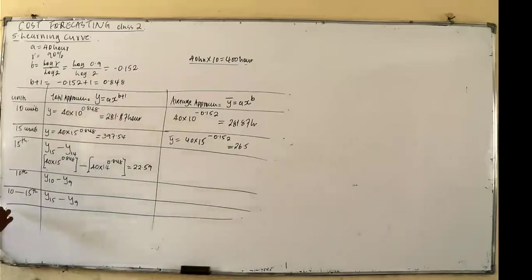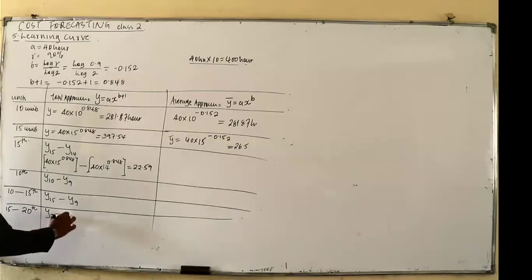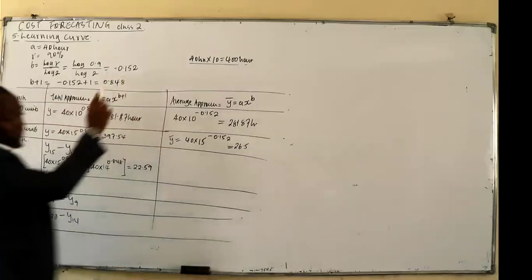What of between the 15th to 20th units? So it'll be taking y20 minus y14. Good. So you can copy that.